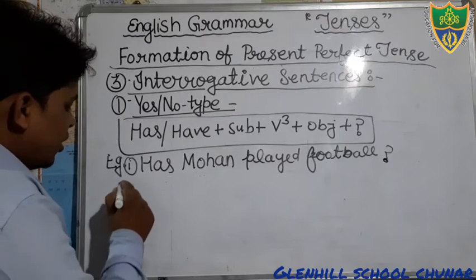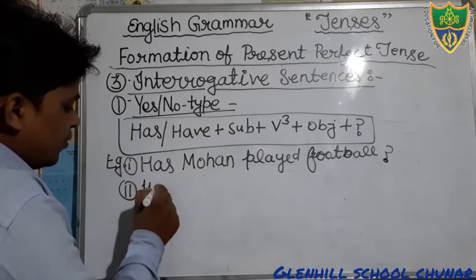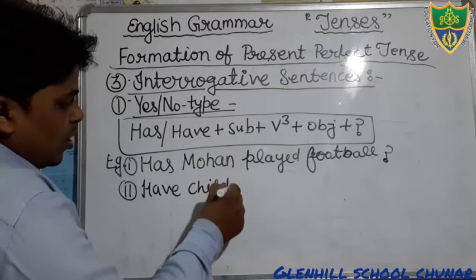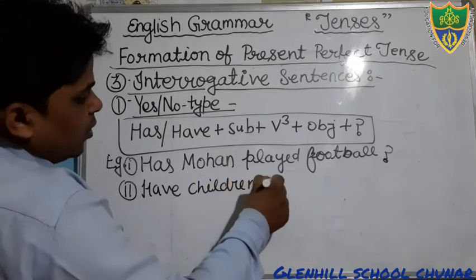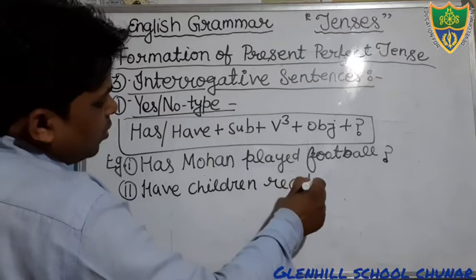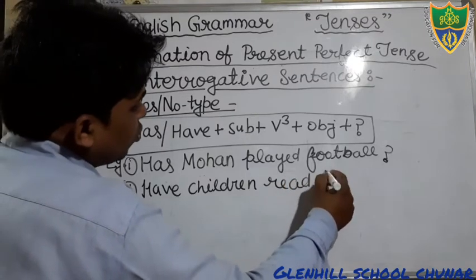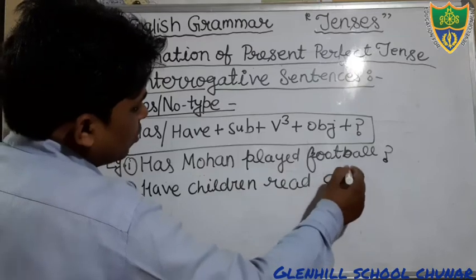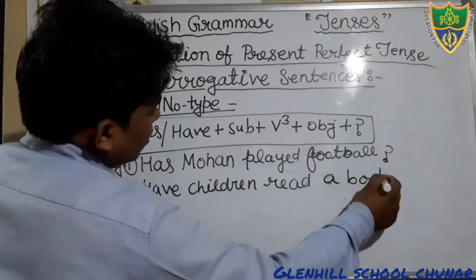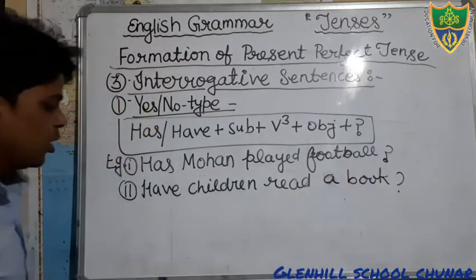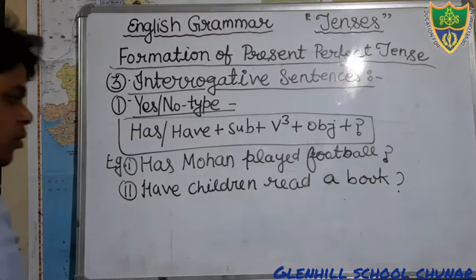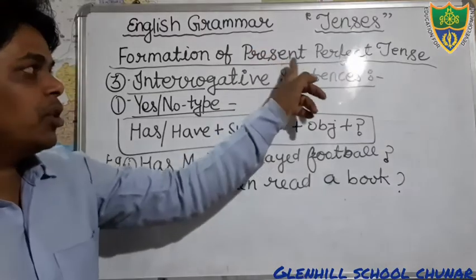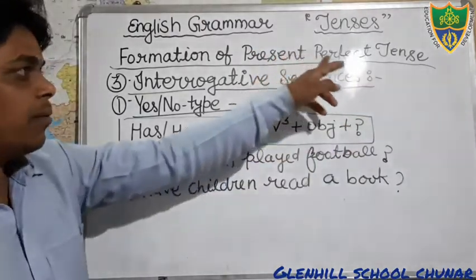One more sentence we can see. Have children read English, or you can say book. Have children read a book? You can see. Just write down. That is your Yes/No type of interrogative sentence of present perfect tense.